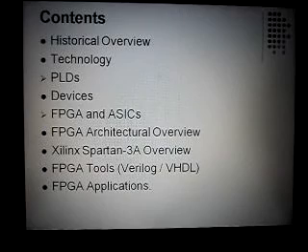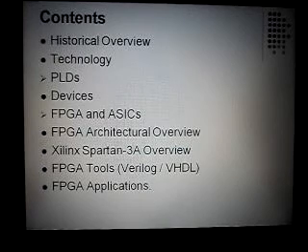Firstly, we have historical overview, the technology which evolved into this FPGA, which contains PLDs initially, then the devices, which are FPGA and ASICs, which are going alongside in comparison with each other and doing some good competition for high and low volume applications. I will tell you what are high and low volume applications later in this presentation.